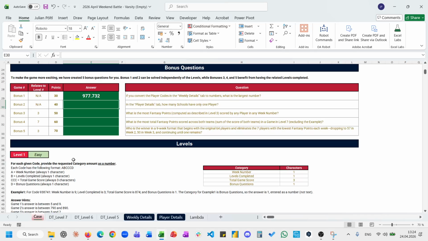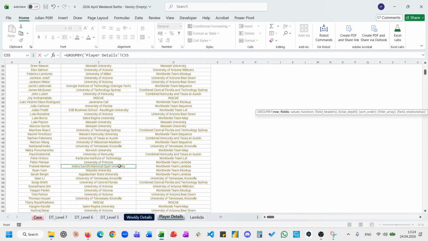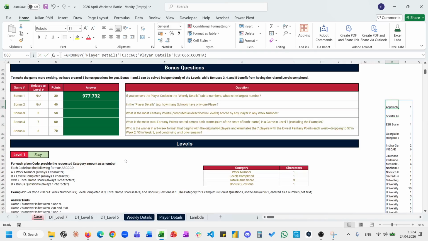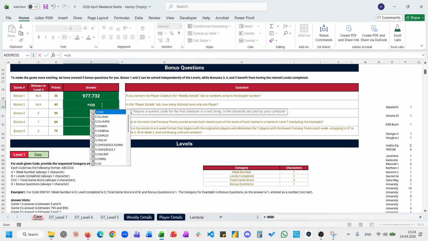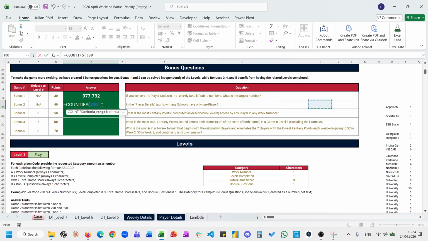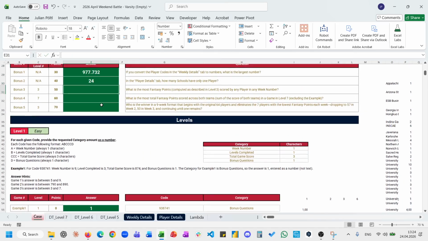In the player tabs, how many schools have only one player? Might be the same. Yes, with junior varsity. Group by school, count A. Yeah, and then count if S is 1. 24. Yeah, it's the same.